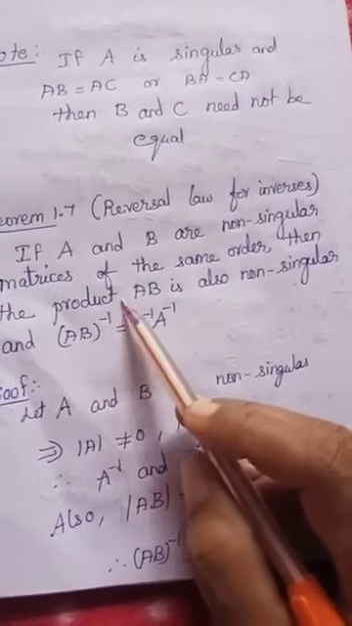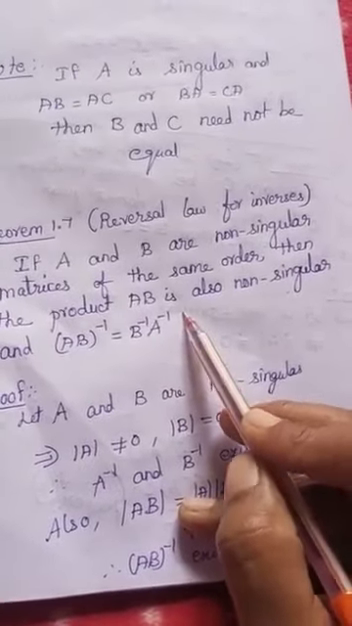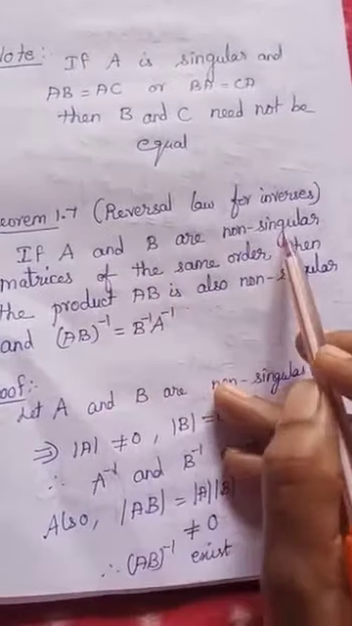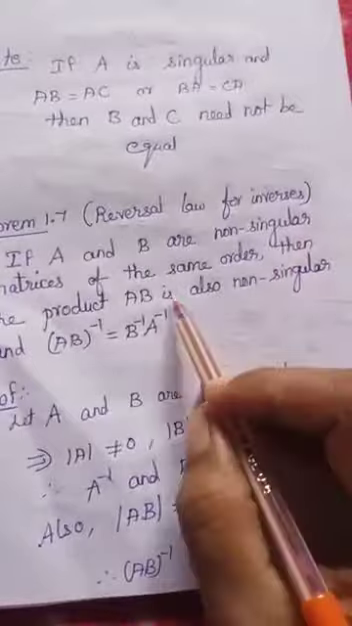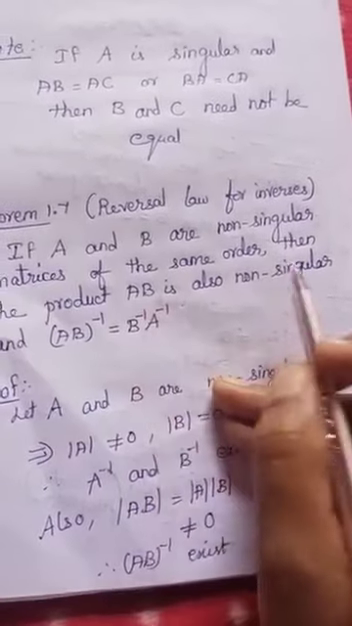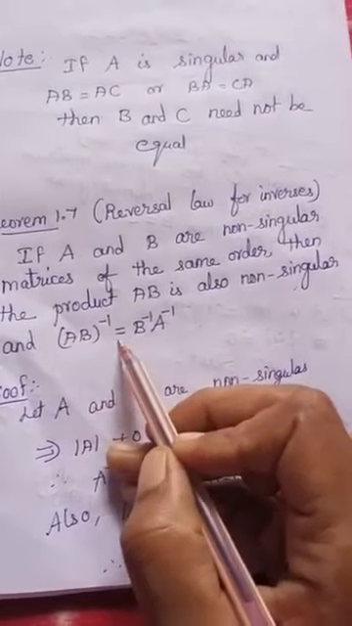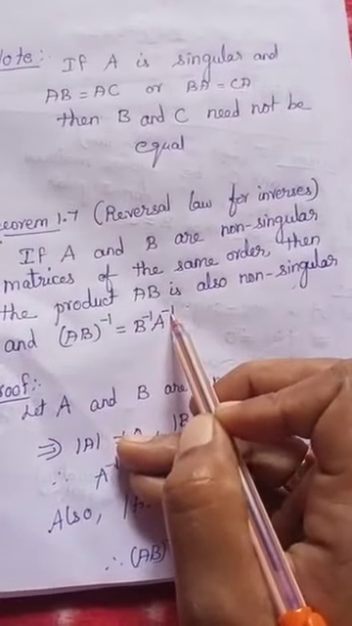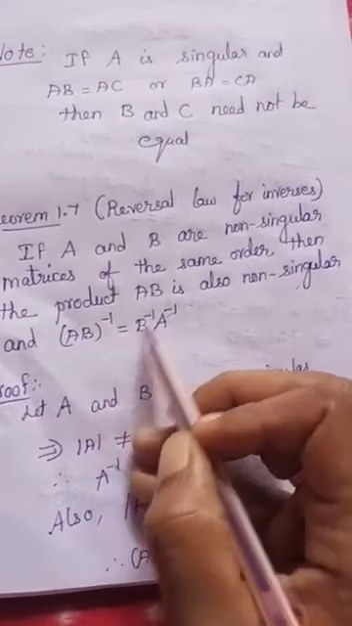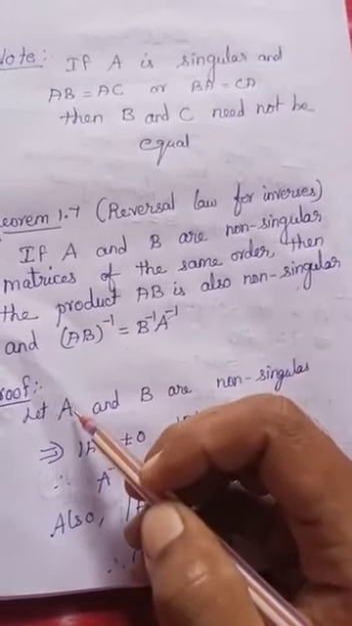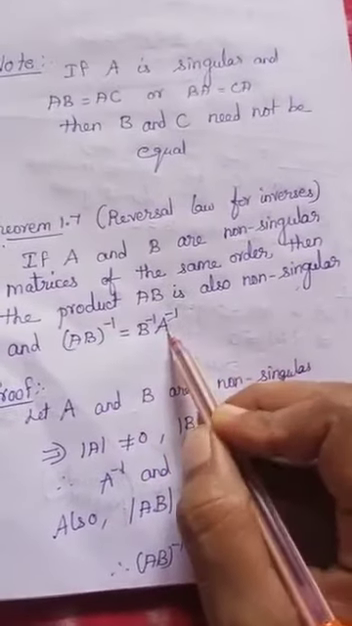And AB the whole inverse is equal to B inverse into A inverse. See, if A and B are non-singular matrices of the same order, if we take two non-singular matrices, then we should prove that the product is also non-singular, and moreover AB the whole inverse is equal to B inverse into A inverse. What is the meaning of this? Inverse of AB is B inverse into A inverse. Otherwise, if we read, inverse of AB is B inverse into A inverse.